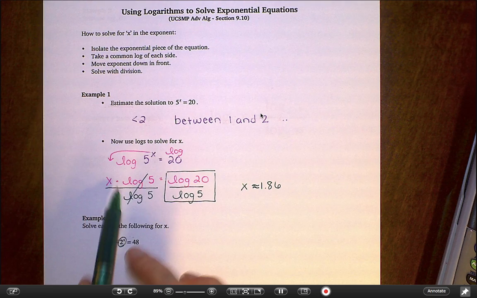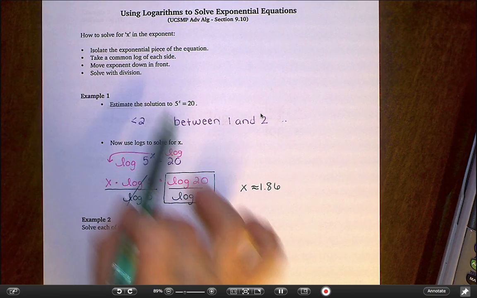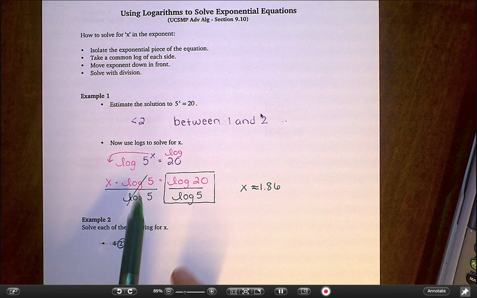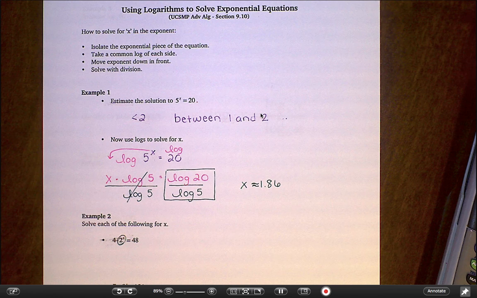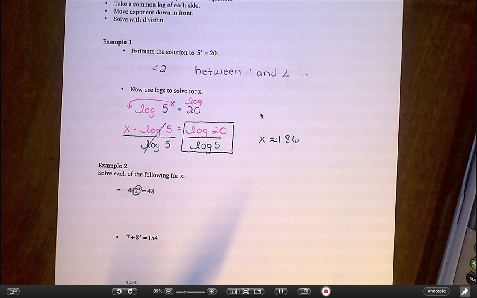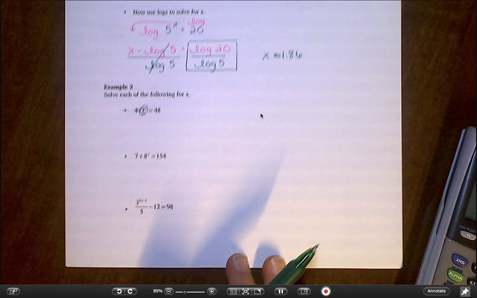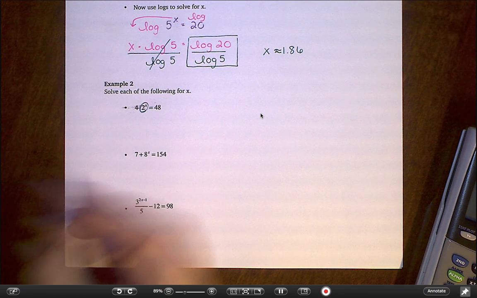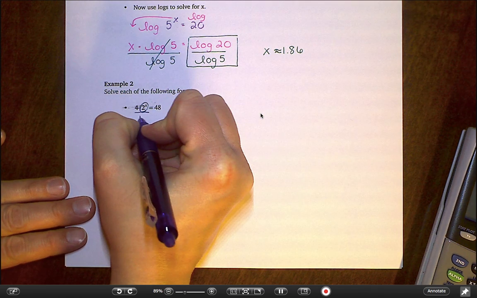Take a common log of each side. So I did that here. Move the exponent down in front based on those properties of logs that we talked about, and then solve with division. Okay, that's going to work anytime your x is up in the exponent. So let's try a couple more. Example 2. Like I was just saying, the first thing I would do here is get rid of that 4 that's in front. So I'm going to divide by 4.